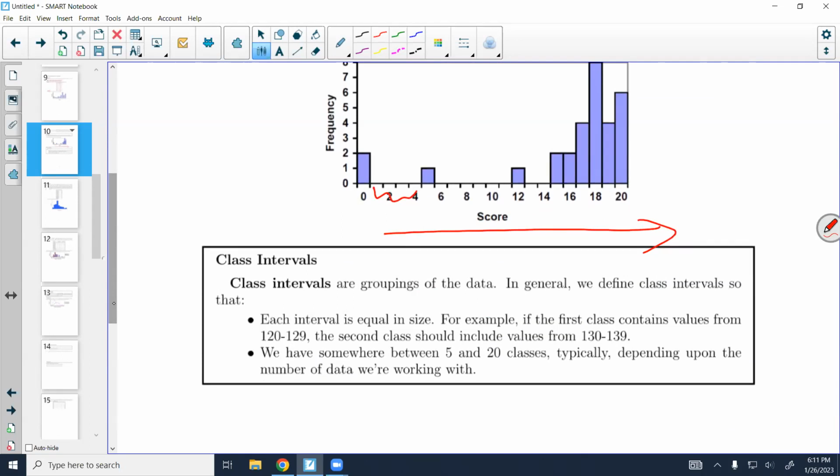So that brings us to class intervals. For groupings of data in general, we define class intervals so that each interval is equal in size. For example, if the first class contains values 120 to 129, the second class would be 130 to 139. Ideally, we have somewhere between 5 and 20 classes, depending on the number of data you're working with. If you only have 10 data points, you're not going to want to have 20 classes. It wouldn't work.